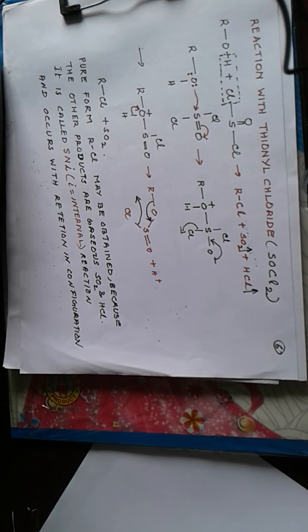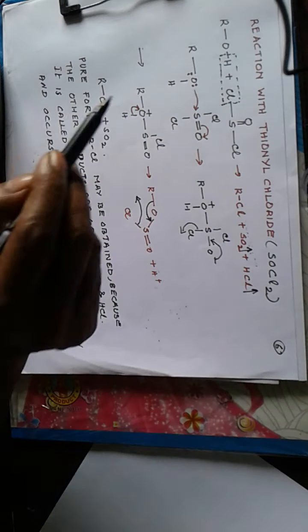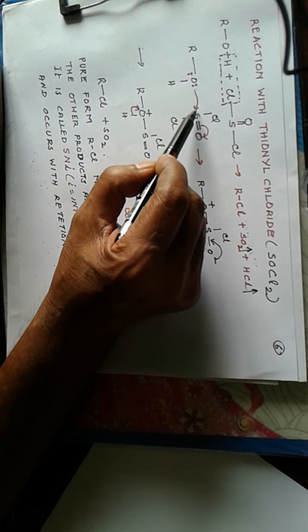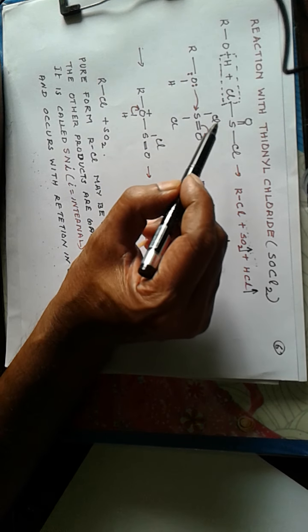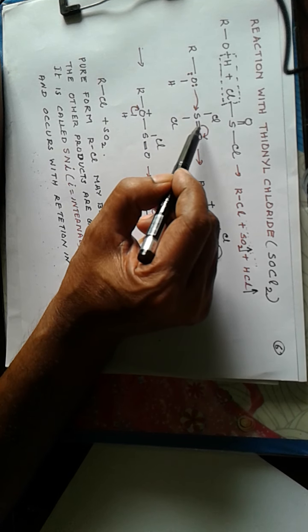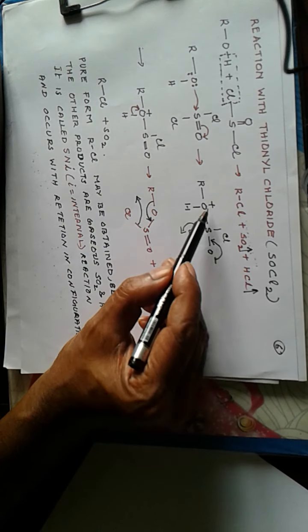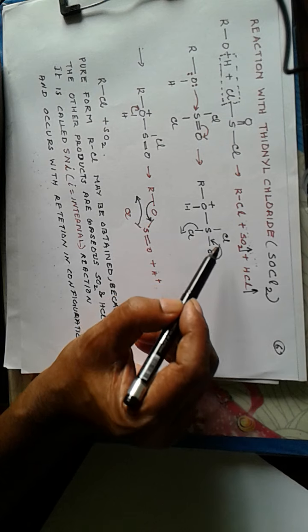Now coming to the mechanism. Again I repeat, you need not study the mechanism but go through the mechanism, try to understand it so that you may remember this equation. Now the lone pair of oxygen atom establishes a bond with the sulfur, and to maintain the valency the pi bond here shifts over oxygen. We get O positive, O negative, then this.